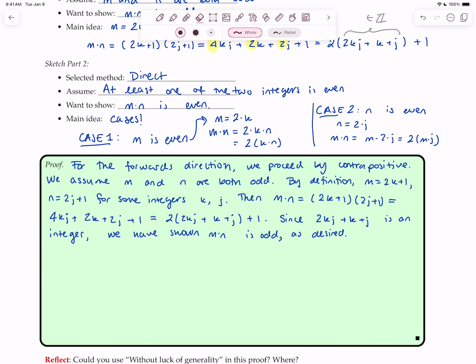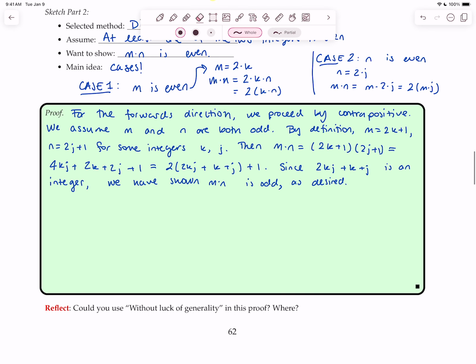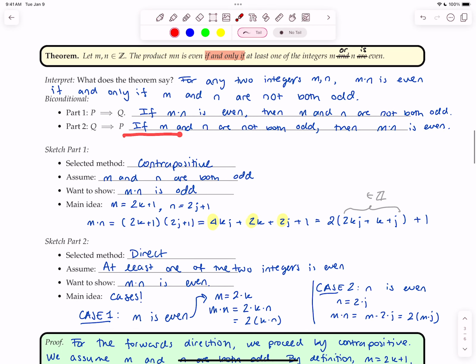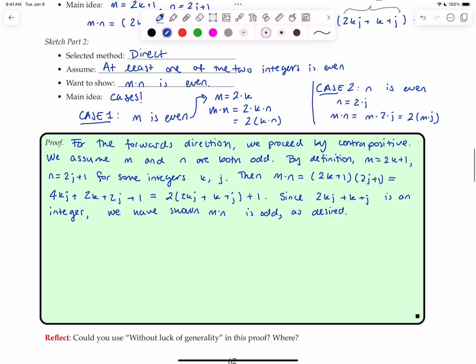Let's go ahead and do the reverse piece. So you could restate this statement right here. Sometimes I'm a little lazy and I just say for the backwards direction or for the reverse direction. Because we did the first part by contrapositive, it might be nice to say to the reader that we're just going to do this directly. So we proceed directly, and then you could say by cases.